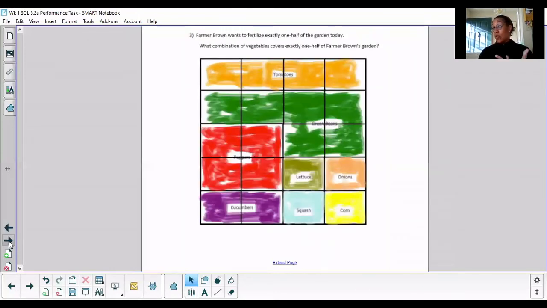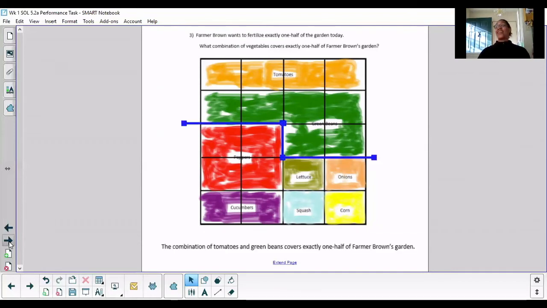All right, they gave us one more question. That's right. So now they wanted you to, okay, so they say 1/2. So when we're talking about 1/2, you all remember, okay, half of the total. So that means we're looking for 10 squares of a vegetable. Is this hard? What'd you do?